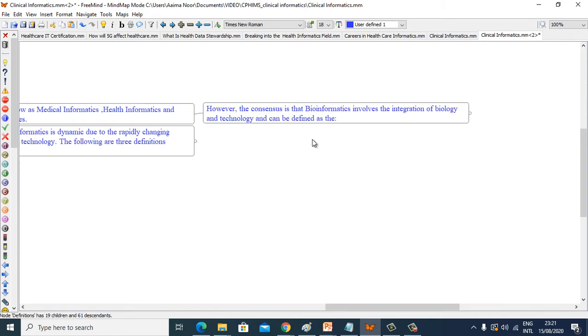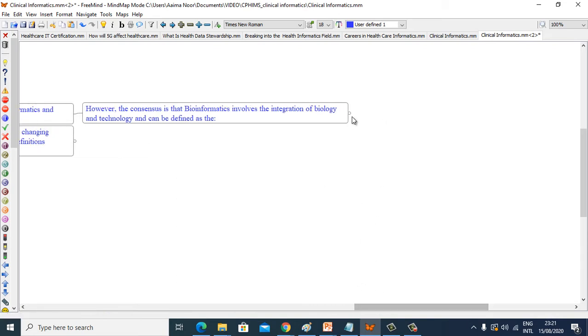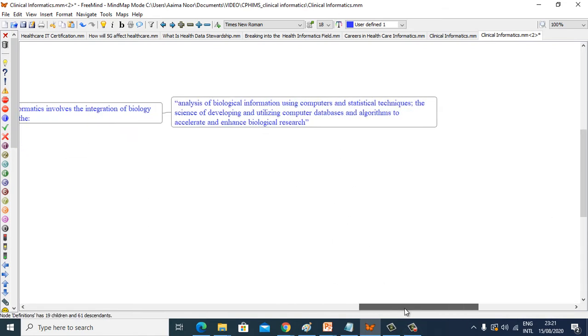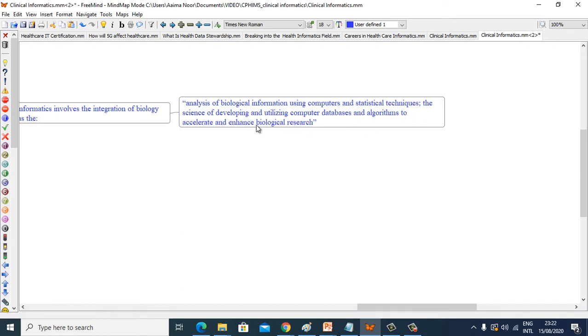However, the consensus is that bioinformatics involves the integration of biology and technology and can be defined as the analysis of biological information using computers and statistical techniques, the science of developing and utilizing computer databases and algorithms to accelerate and enhance biological research.